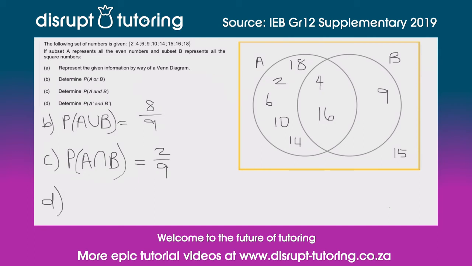And then moving on to D, they've said to us, determine the probability of the complement of A, so A not happening, and the complement of B, not happening. So at the same time it can't be A, and at the same time it can't be B. That means the only option is going to be 15. So that will be 1 over 9. And that will get you the full marks for this question.